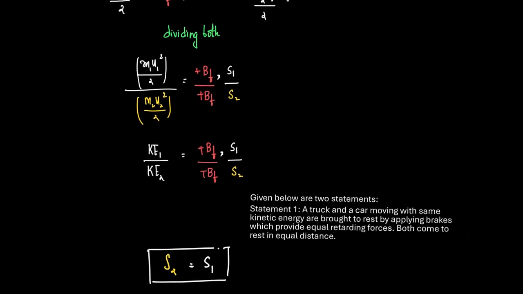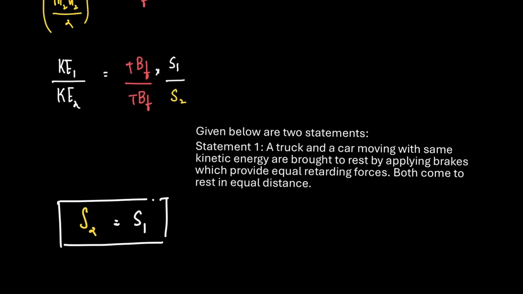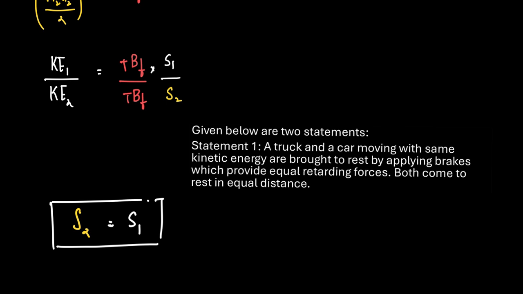And what does this imply? This implies that BF by BF will now become 1. So it is given, we could derive that KE1 by KE2 is equal to S1 by S2.